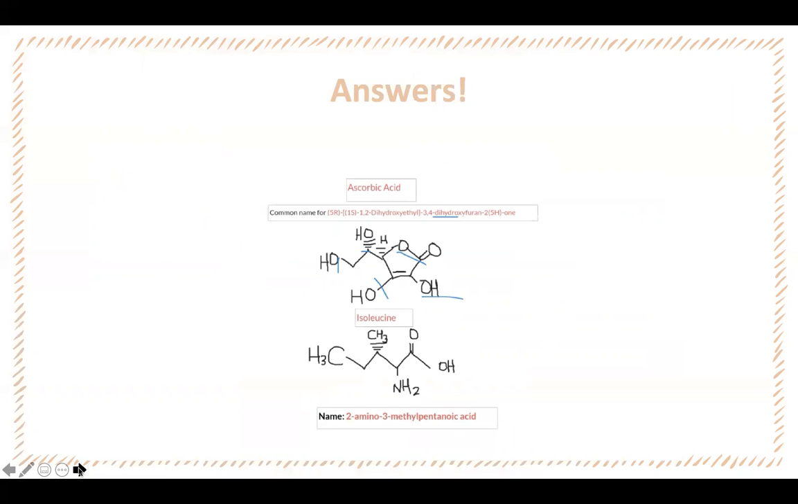From looking at the picture, we know this is a carboxylic acid with a double bonded O and OH. We label the carbons and see that the longest chain is 5, giving us an ending of pentanoic acid. From there, we see that here is 2-amino. We're starting at this end. This is 2-amino. Over here, we have a methyl on the 3rd carbon, giving us 3-methyl. Altogether, we get 2-amino, 3-methyl pentanoic acid.